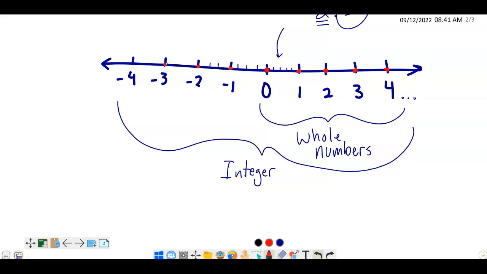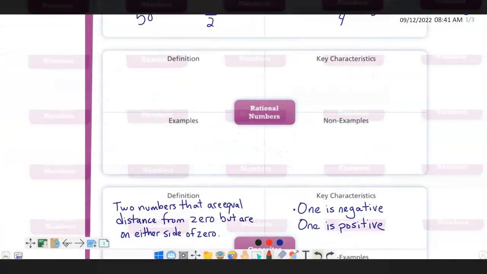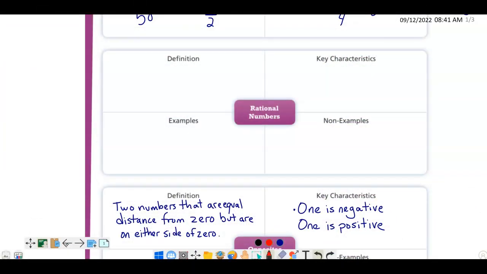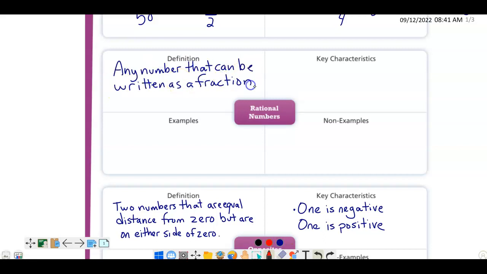All of our fractions, so negative 1/4, that's a rational number. Negative 1 1/3, that's a rational number. There are some things that are not rational, but let's write our definition down first. Definition for rational numbers: any number that can be written as a fraction. That's the official definition of a rational number.